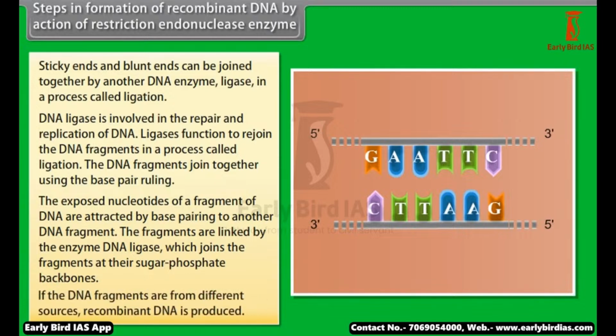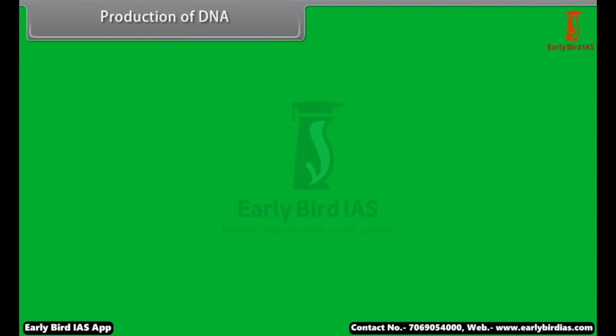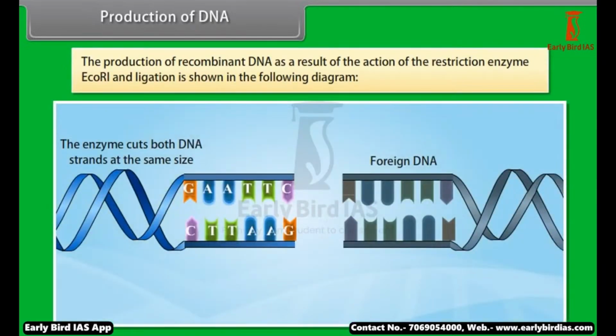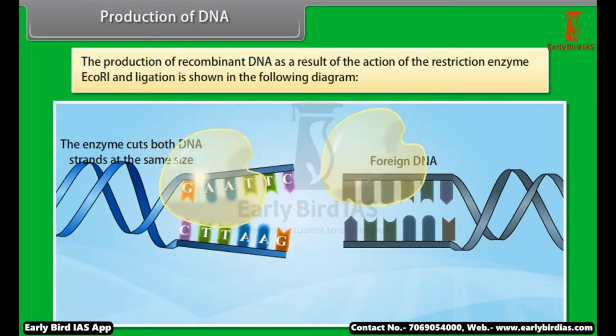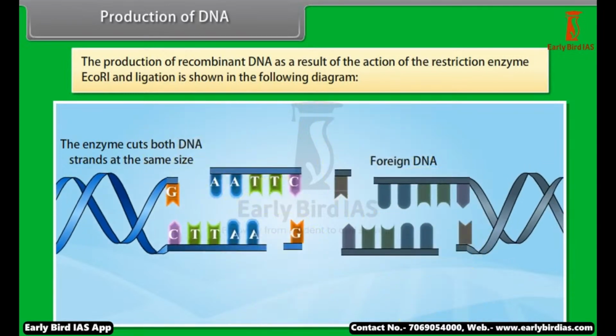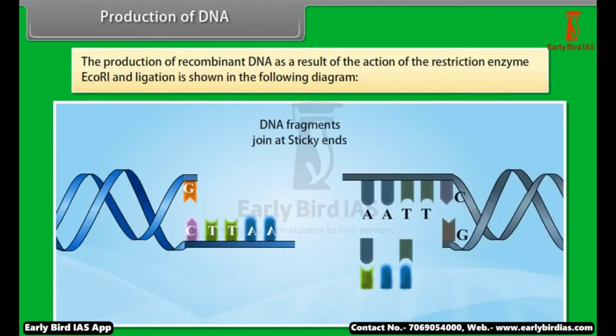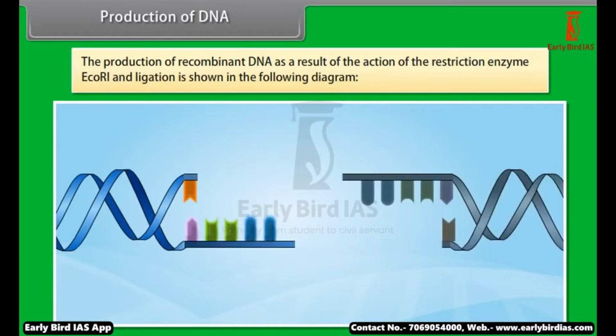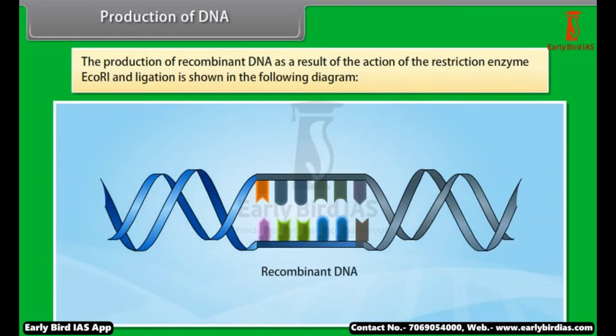If the DNA fragments are from different sources, recombinant DNA is produced. The production of recombinant DNA as a result of the action of the restriction enzyme E. coli and ligation is shown in the following diagram. The enzymes cut both DNA at the same site. After that, both DNA fragments can be joined at the sticky ends and it results in a recombinant DNA.